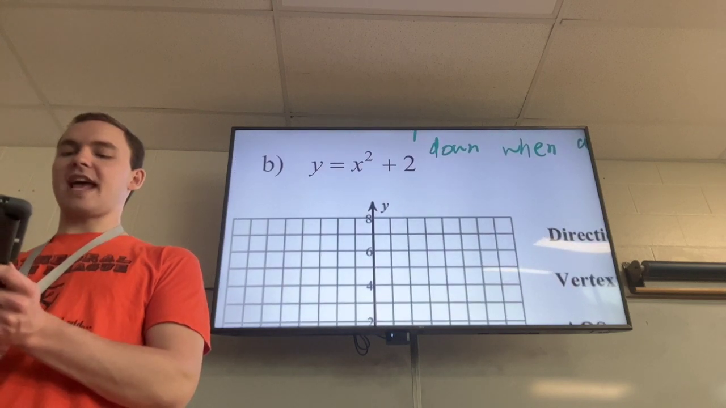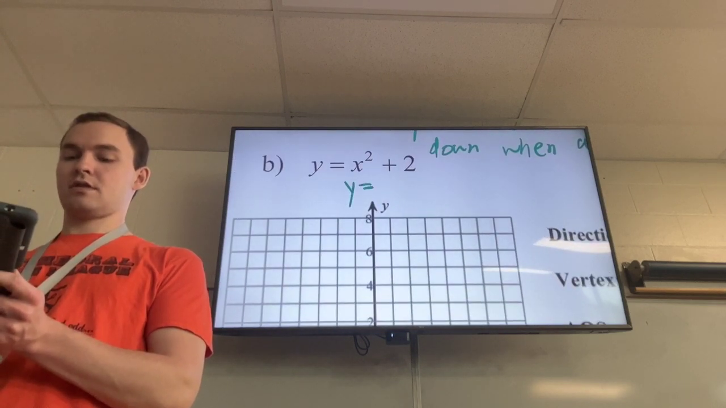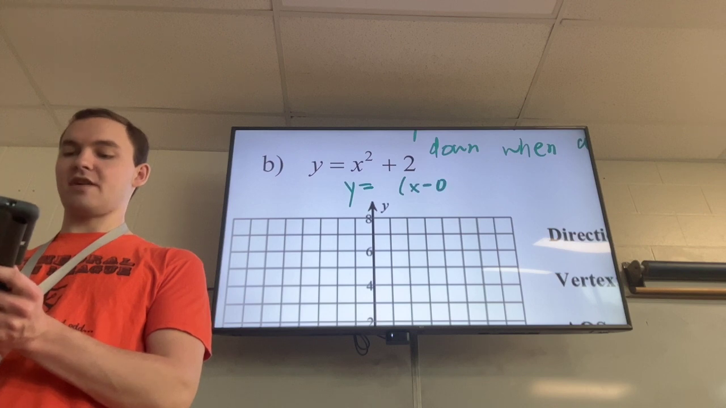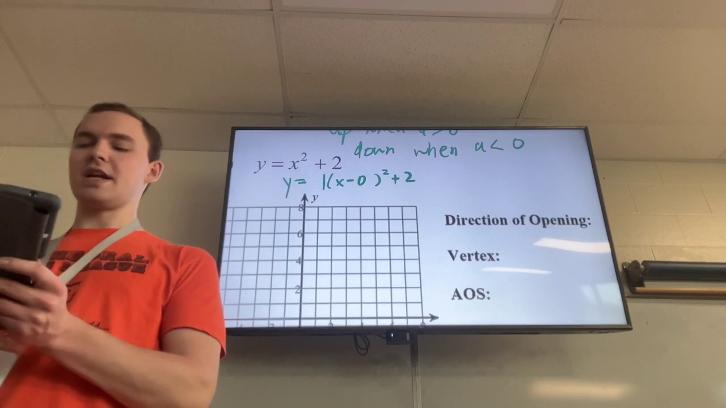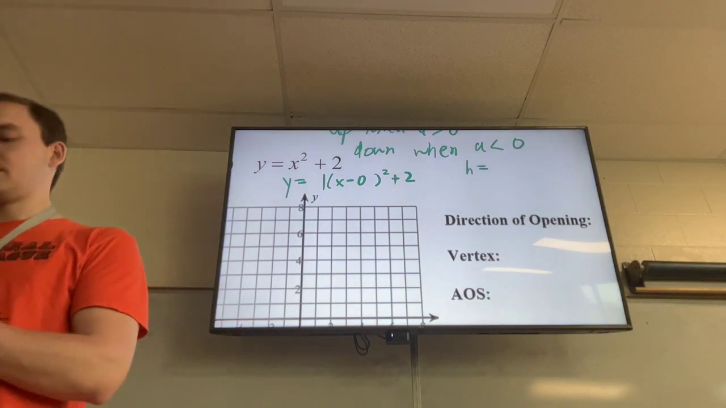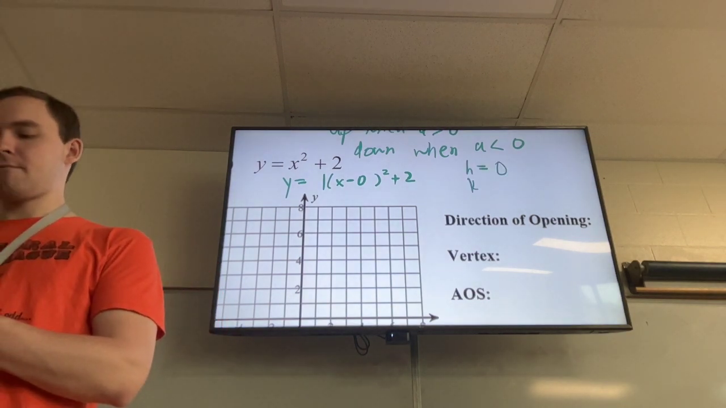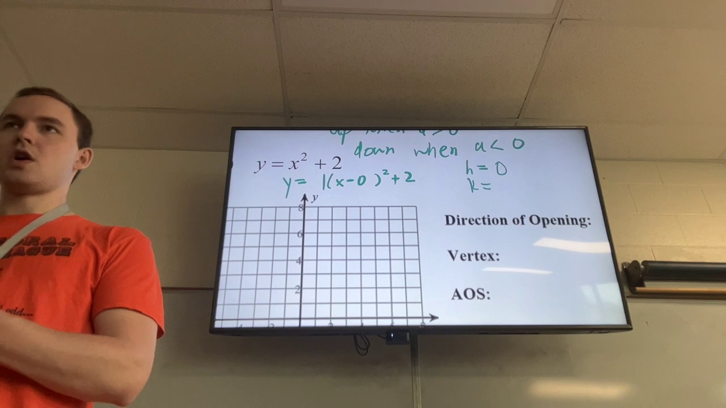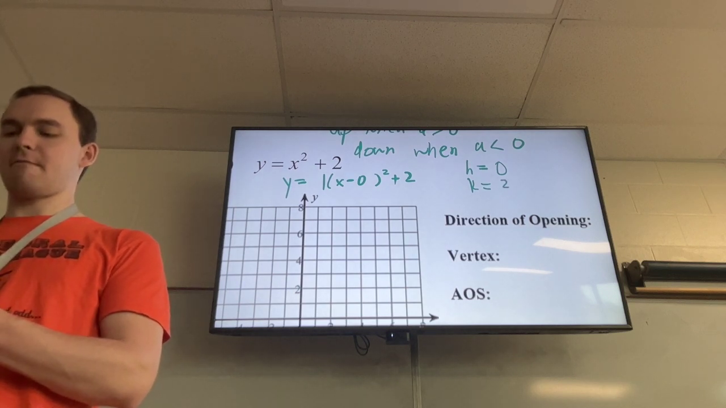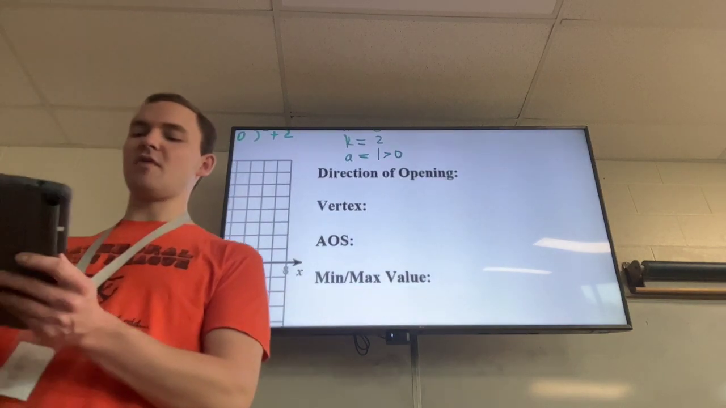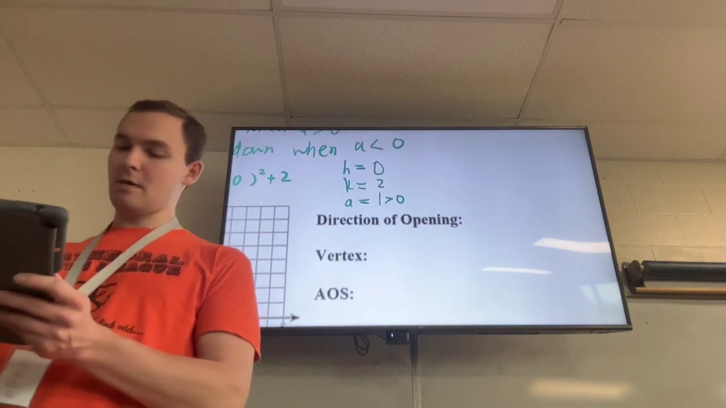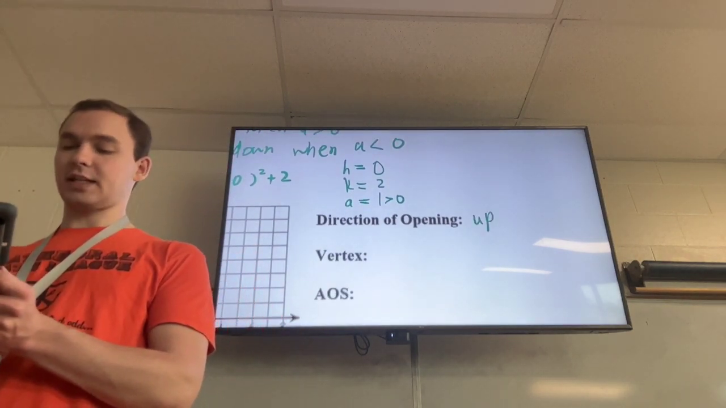Okay, what's my h technically? 0. Yeah, there's an x minus 0 squared plus 2. Technically there's a 1. What's my h? 0. What's my k? 2. What's my a? Which is greater than 0. So my direction of opening is where? Up. What's my vertex?